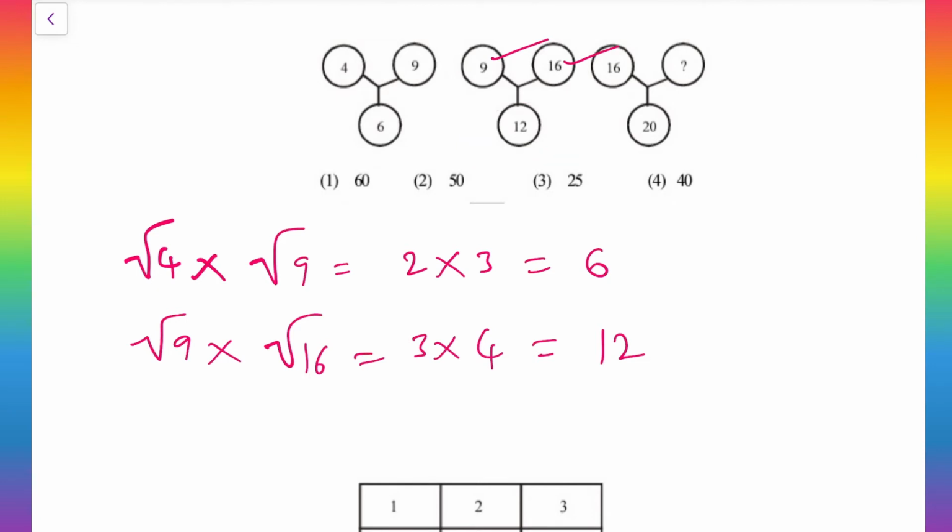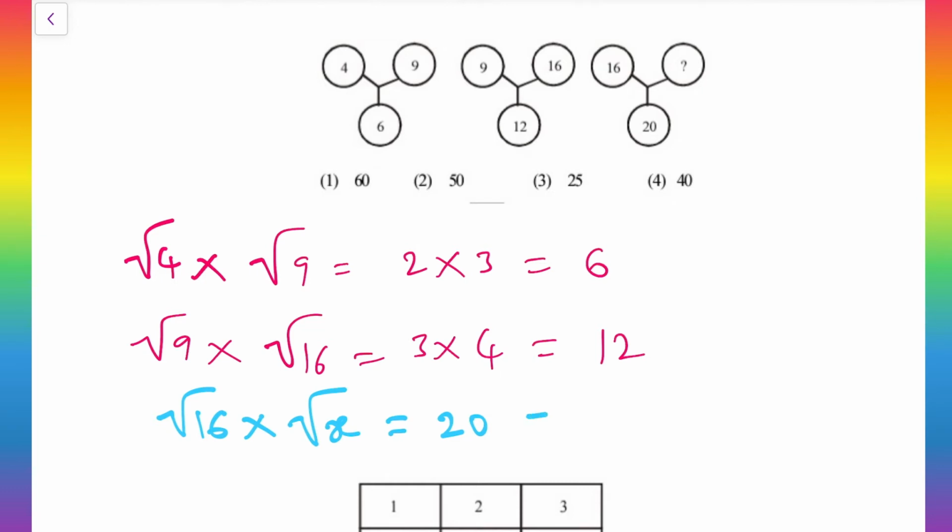So let us apply the same logic for the last one also. That is root 16 into root x. We don't know what is that one. Then that number should be 20. So what will be that number then? Let us check it out.